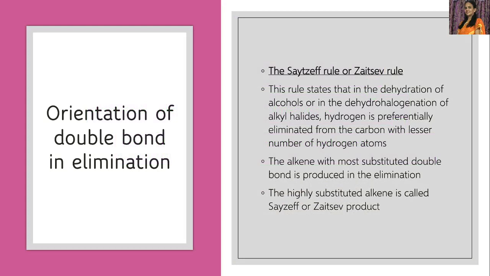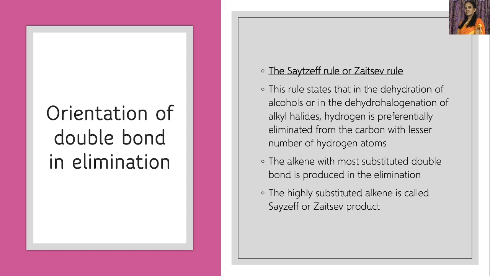Next, orientation of double bond in elimination. In an elimination reaction, where the double bond is formed, the position of the double bond can be discussed with the help of a rule known as the Zaitsev rule.